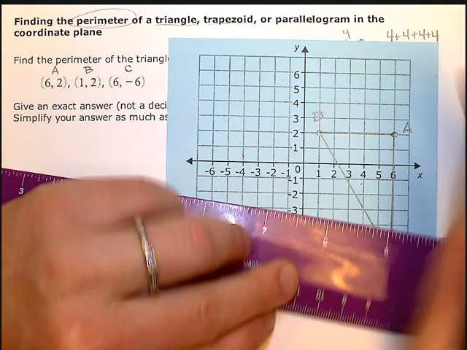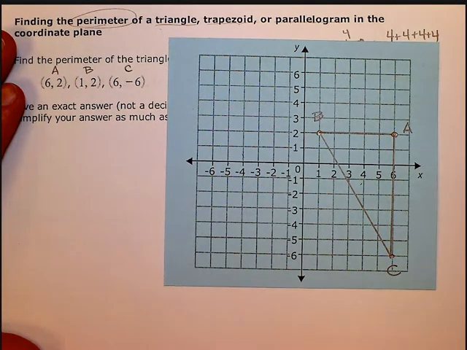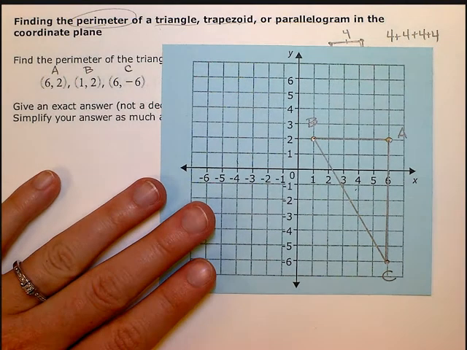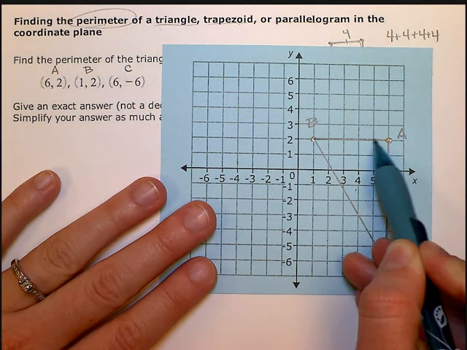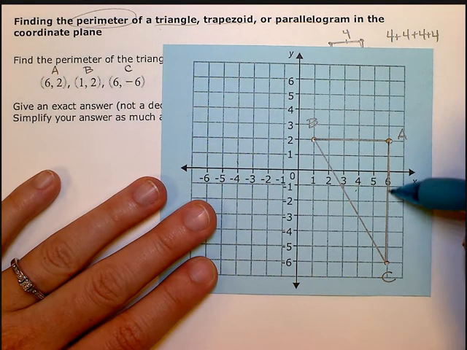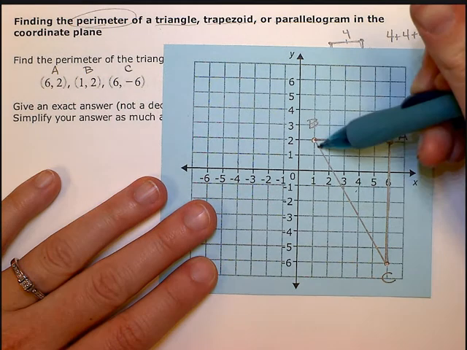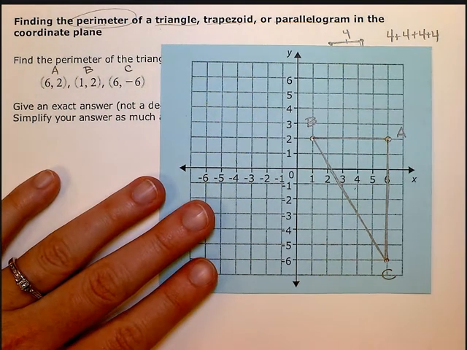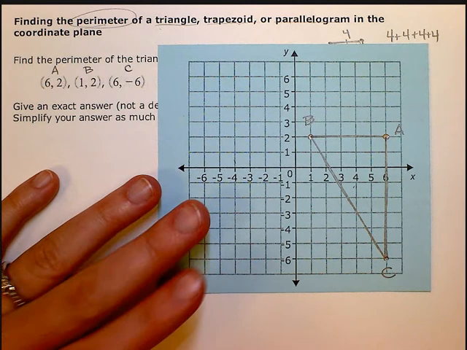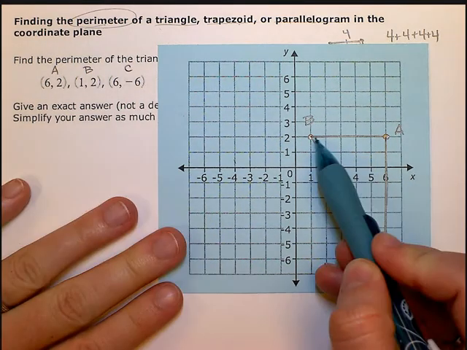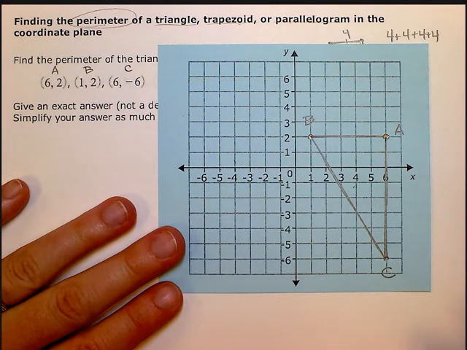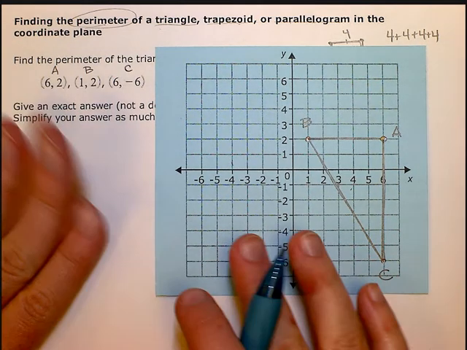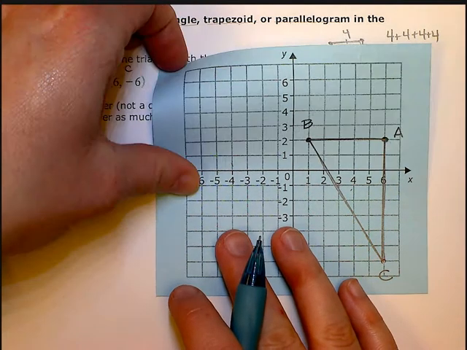Okay, so there's my triangle ABC that they're asking me to find the perimeter of. So what I'm trying to do now that I can see it is I want to find this distance here, I want to find this distance here, and I want to find this distance of this diagonal line, and then add them all together, and that will tell me the perimeter of my triangle. Now, because I've graphed it, these 2 sides are pretty easy to find. I can just count them. But it might not always be easy to count. So I'm going to show you what it would be like to use the distance formula for each one of these.